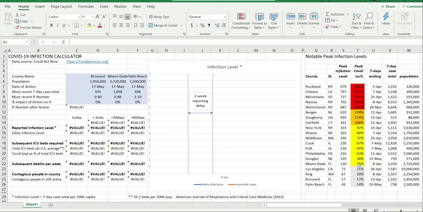And it's used for two purposes. One is to determine the current infection level in your county. And two, to project out the infection levels in your county for 60 days, depending on different assumptions. That's the what-if modeling part of it.